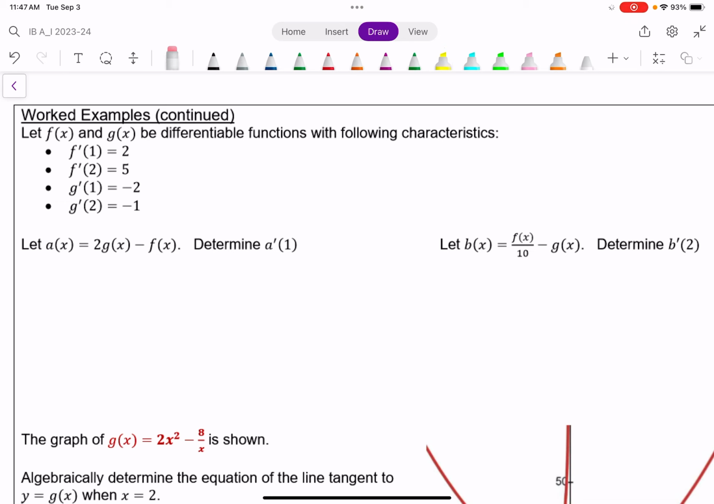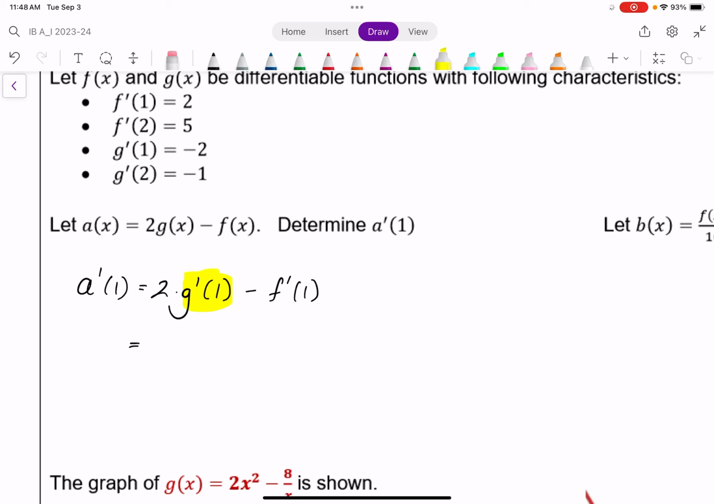Now, I will say, if this function a was 2 times g of x times f of x, that would change things a lot. But it's not. And so for the time being, we'll just stick with the simplicity of things. And we have 2 times the derivative of g at 1, which is negative 2. So I have 2 times negative 2 minus f prime at 1, which we can see is 2. And so I end up with negative 6 for that.